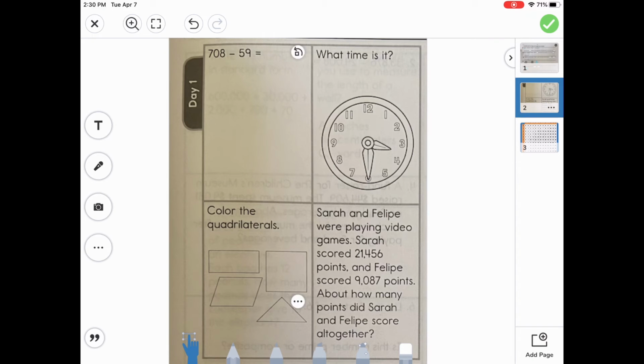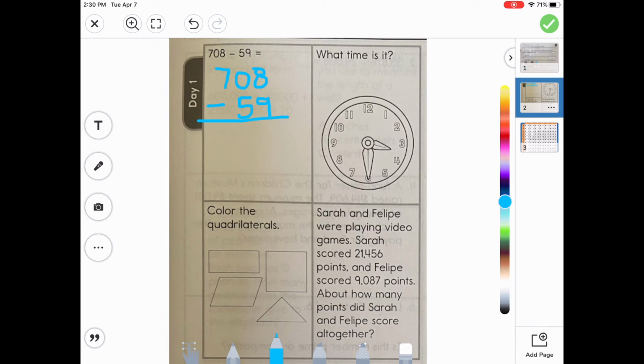Problem 1 was a subtraction problem, 708 minus 59. When we subtract in the ones place, 8 minus 9, 8 is not large enough to take 9 away from, so we need to go next door to borrow. There are no 10s, so we need to go over to the 100s place to borrow. Our 7 will become a 6. The 10s place will become a 10. Now I'm going to borrow from that 10, turning it into a 9. And finally, my 8 will become an 18. 18 minus 9 is 9. 9 minus 5 is 4. 6 minus nothing is 6. 649.